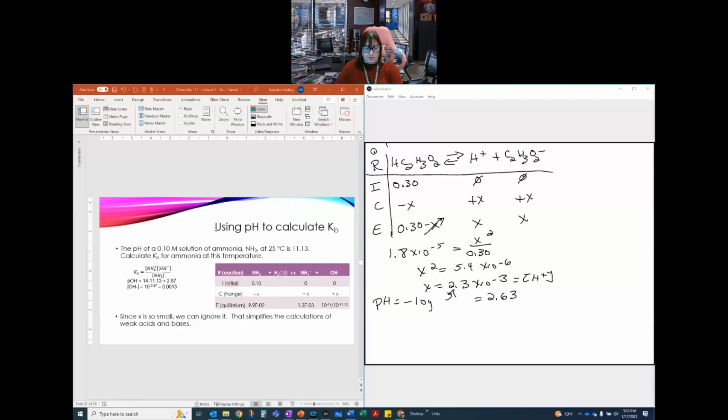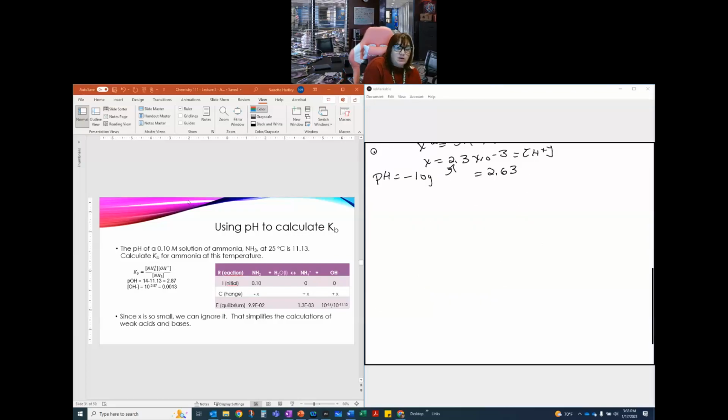We can also use pH to calculate Kb, all right? The process for doing that is not much different. So we have the pH of a 0.1 molar solution of ammonia, NH3, at 25 degrees. That's 11.13. Calculate Kb. So I have NH3 plus H2O. That gives me an NH4 plus and OH minus. That's the reaction that we're talking about.